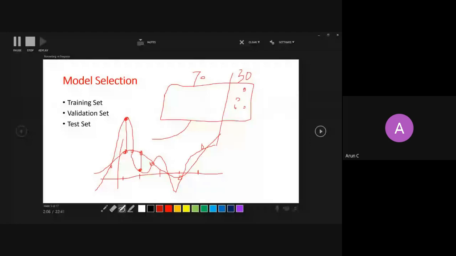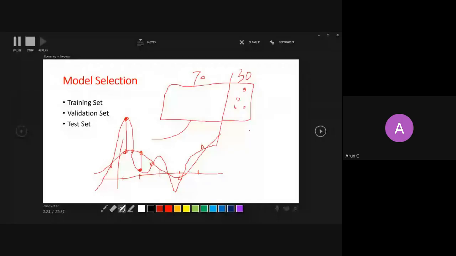So what I can do, I can take different models. Different models means I can take 3 polynomials, m equals 1, m equals 3, m equals 9. And for all 3 values of m, I will find out what my testing error is. Whichever polynomial is giving the best testing error, I will choose that polynomial. Polynomial means I will choose that model, right?